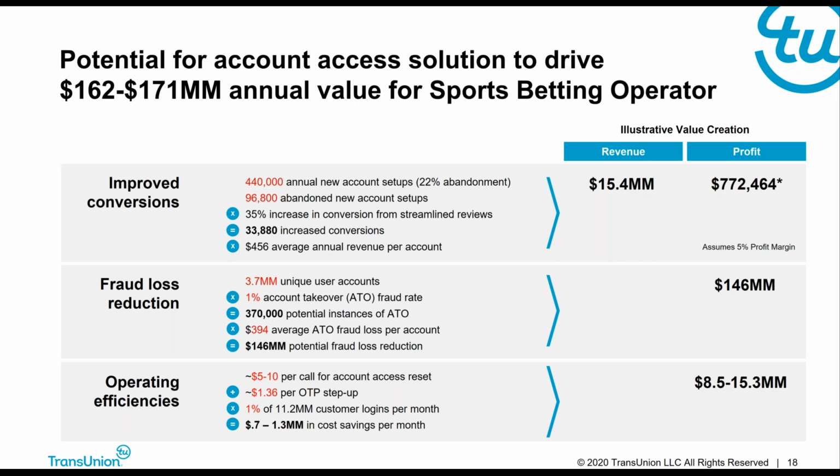The $394 actually came from Javelin, where that was the average cost that they saw for account takeover fraud losses. So we use that as the measurement there. So a potential savings there of 146 million. That's obviously going to vary, depending on what the dynamics are in your business, how much account takeover you're seeing, or what kind of fraud you're seeing at different points in the life cycle of your players.